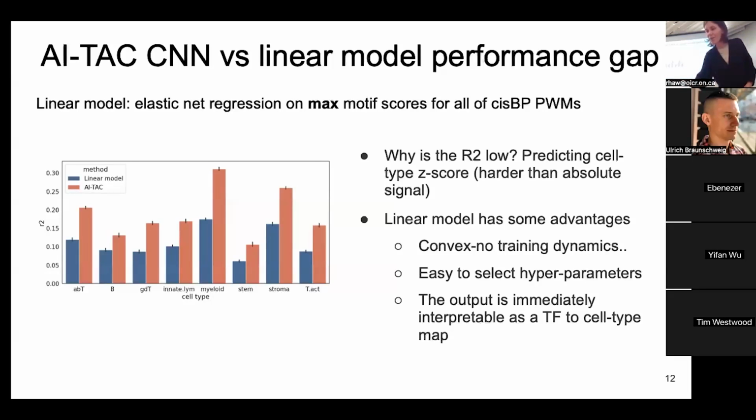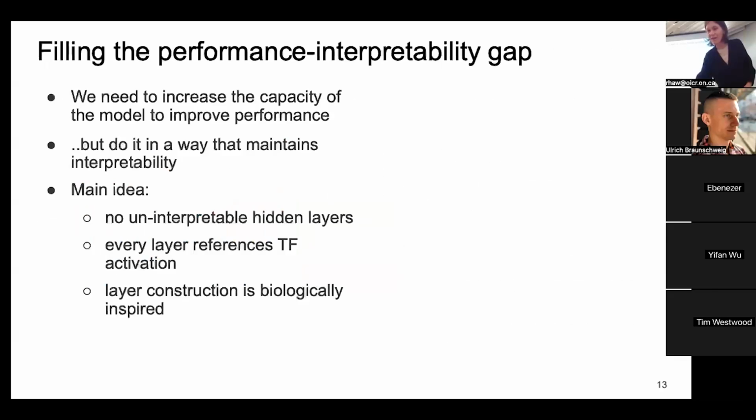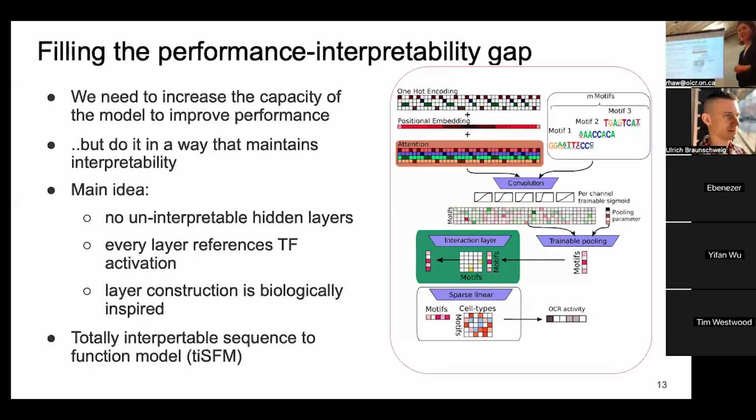So we wanted to bridge all of this and create something that solved at least some of these problems. We want to increase the capacity of the linear model and improve performance, but we want to do it in a way that maintains interpretability. The main idea is we're going to build a multi-layer deep learning type model, but it's going to have no uninterpretable hidden layers. Every layer just references transcription factor activation, and layer construction is biologically inspired to the extent that we can handle it. We call this model the totally interpretable sequence to function model, or TISFM.